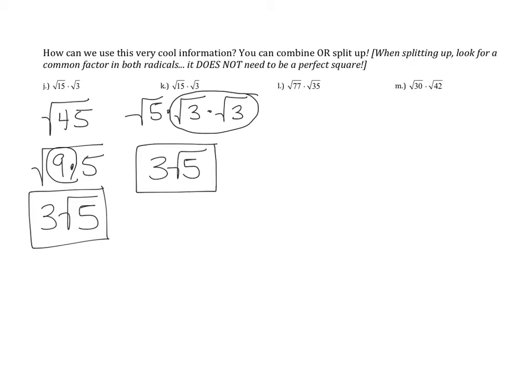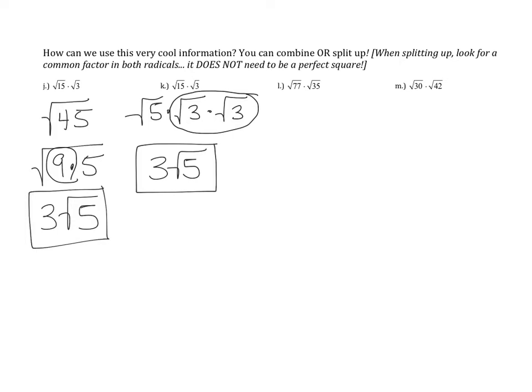Now, we don't know what 77 times 35 is off the top of our head. If I plugged it into my calculator, I would get 2,695. Now, I personally don't want to try to find a perfect square that goes into 2,695. I want to think of a better way to do the problem, an easier way.